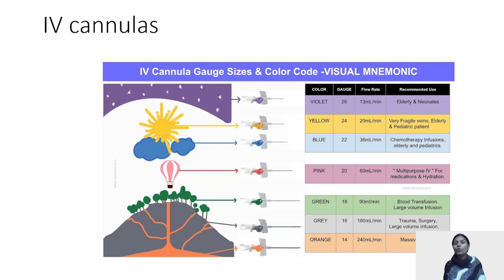If you go to the OT, you can see the cannulas, and once you have seen it, you'll always remember the flow rates and the use for the same. Pink cannulas are generally 20 gauge cannulas. Green are 18 gauge cannulas. Gray are 16 gauge cannulas. And lastly, the largest diameter is that of an orange cannula, that is your 14 gauge with a speed of 240 ml per minute. It's generally used in the cases of massive transfusion protocols.